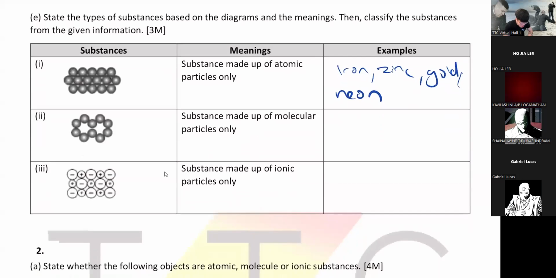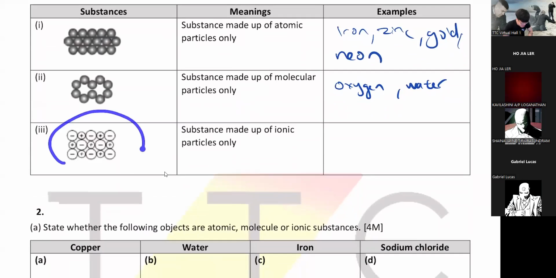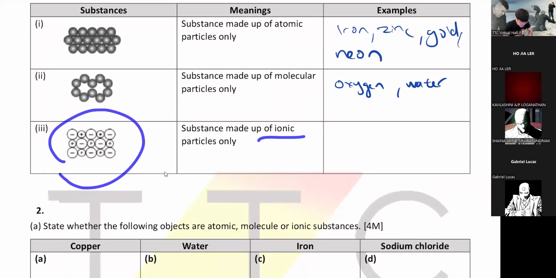All right, so these are your atomic substances. As you can see, they're mostly metal. And then substances made of molecular particles: non-metals, which is your oxygen, which is your water. And then number 3, you see plus minus here. That is definitely your ion. So substances made up of ion particles. You have your sodium chloride.